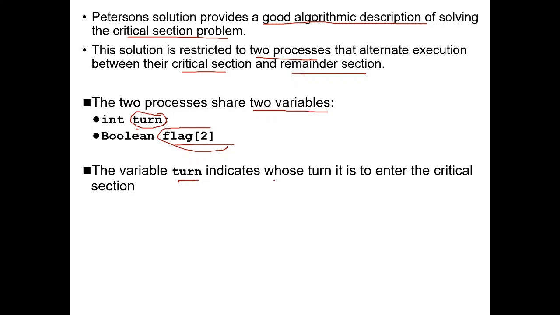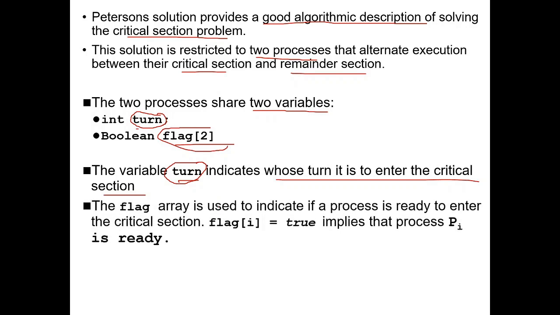The variable turn indicates whose turn it is to enter into the critical section. So why do we use the turn variable in this algorithm? To find out who is going to enter the critical section. And why are we going to use the flag in this algorithm? The array of flag is used to indicate if a process is ready to enter the critical section, and if the value of this flag is true, then it indicates that process P1 is ready to enter into the critical section. Now if this flag value is false, then we need to understand that the process is not ready to enter into the critical section.